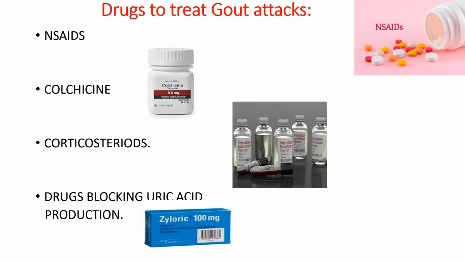The third one is our corticosteroids. We can give both orally as well as injectable forms of these steroids. These drugs, namely prednisolone or dexamethasone, can be used. These drugs are given especially in patients who are not able to tolerate oral NSAIDs. The fourth are the drugs that block uric acid production. These include xanthine oxidase inhibitors, and the drug is named Xyluric by its trade name.